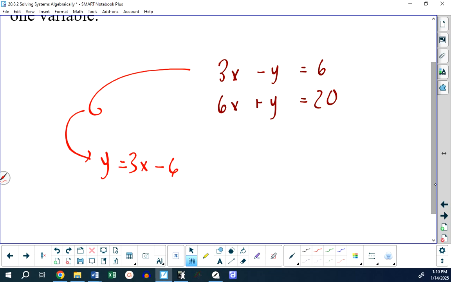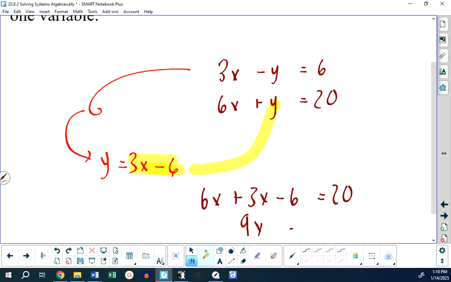Just ponder that for a second. Yes? And what you do now is you take this and you put it here. So you would get a new equation of 6x plus 3x minus 6 equals 20. Guess what you get? 9x equals 26. It doesn't matter which method you use. Usually some method will be easier than the other. Easier is the wrong word maybe. It will be more straightforward.